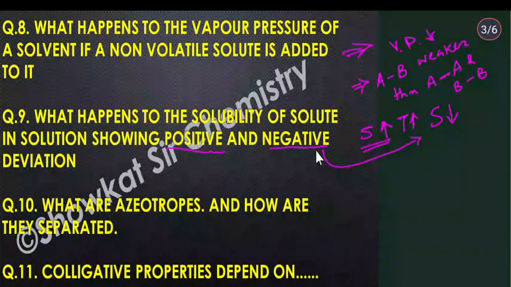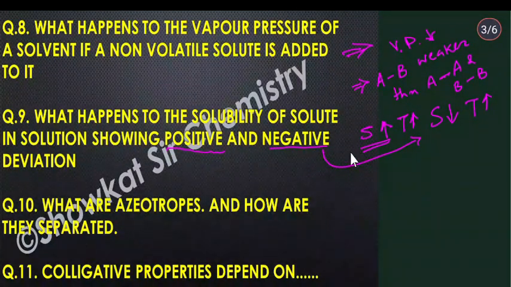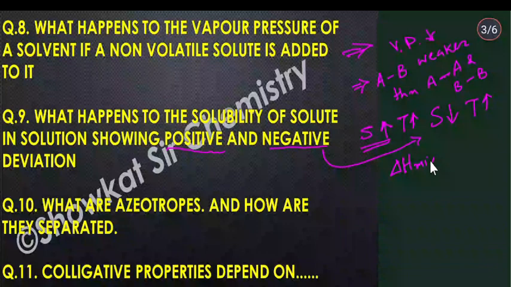And in case of a solution which shows negative deviation from Raoult's law, you have to remember that the solubility decreases with increase in temperature, right? So here you will remember all the differences between the solutions which show positive and negative deviation. As you know, in case of an ideal solution we have del H mix, that is the enthalpy change after mixing, and it is zero.